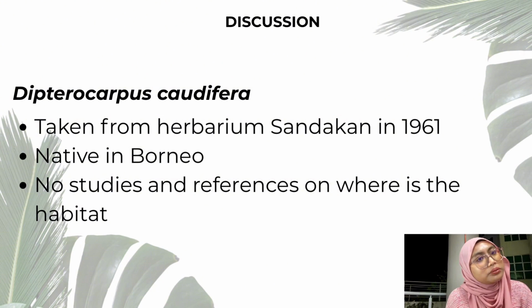For the discussion part, we will discuss all 6 species separately. Firstly is Dipterocarpus caudifera. It was taken from the Herbarium Sandakan in 1961. This species is native to Borneo. In this study, we only have 1 sample, so we cannot do any statistical tests for this species. There are also no studies or references on where its habitat actually is.